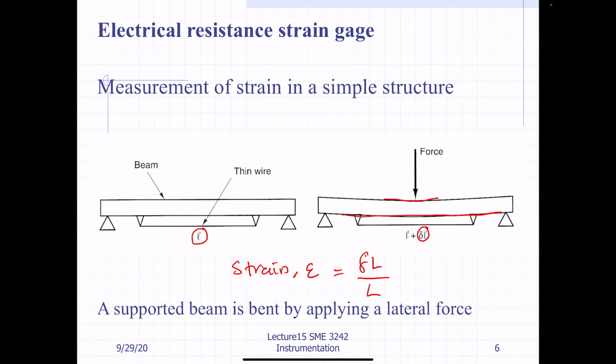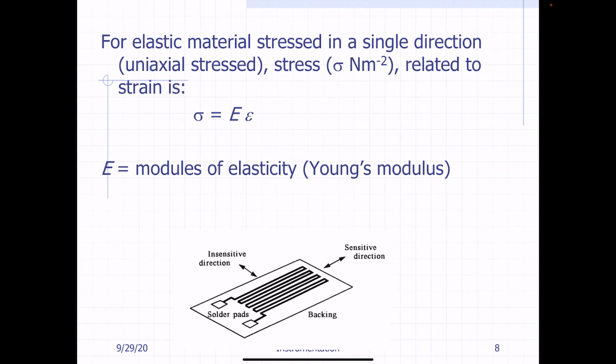0.0014 strain. For elastic material, stress is only applied in a single direction, and the stress value is related to the strain through the equation here, which is sigma equals E times strain. E is the modulus of elasticity or Young's modulus. Therefore, the strain gauge is only sensitive when the strain happens in this direction.